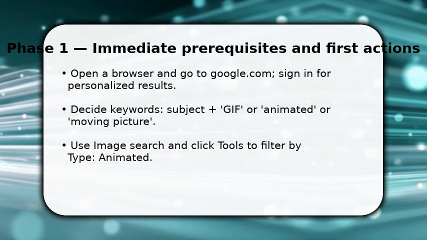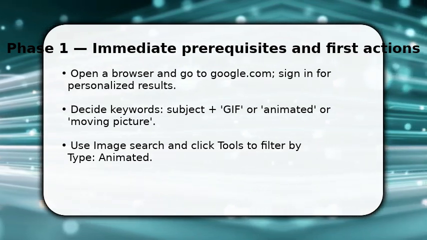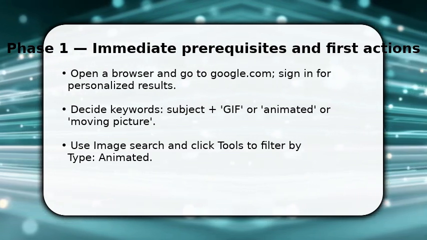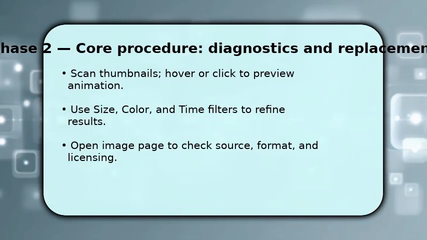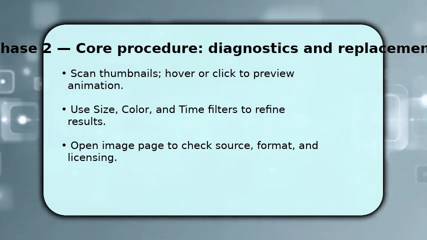Next, open Tools and set type to animated. Doing that narrows results to moving images only, so you won't waste time on stills. Make sure your keywords are specific. This improves relevance and speed. Once you have animated thumbnails, scan them and hover or click to preview motion. This helps you judge quality fast.